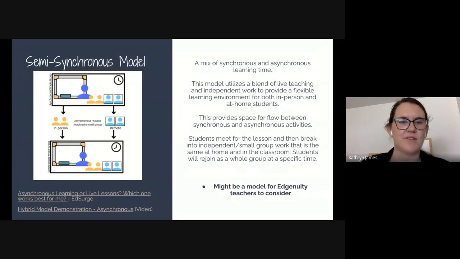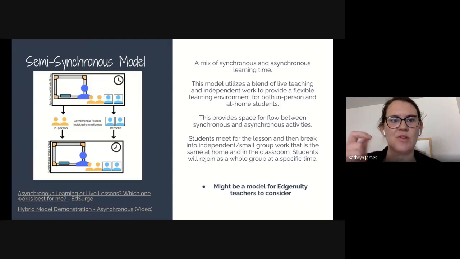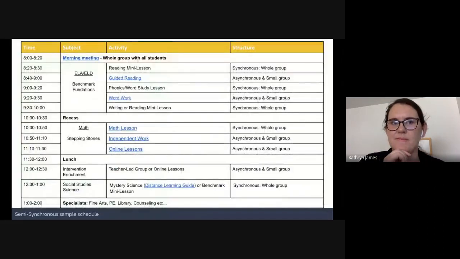Again, we have a visual on the left and 2 articles we highly recommend for you to explore more. So when we move into the schedule, what we're going to notice is that it is structured very similarly to synchronous, but with a little bit more flexibility for the teacher in terms of giving more control over to her students on what they work on so that she can meet with other groups. So we can go ahead and advance.